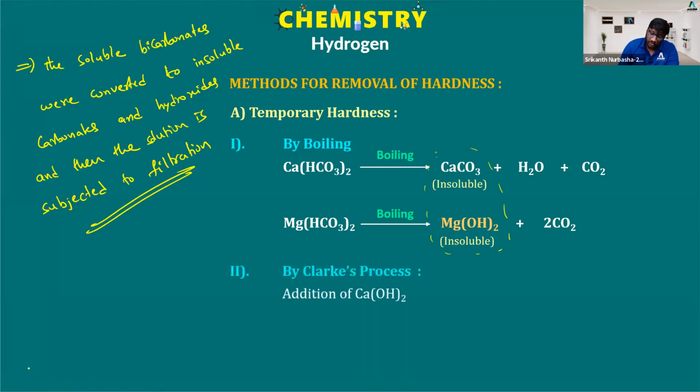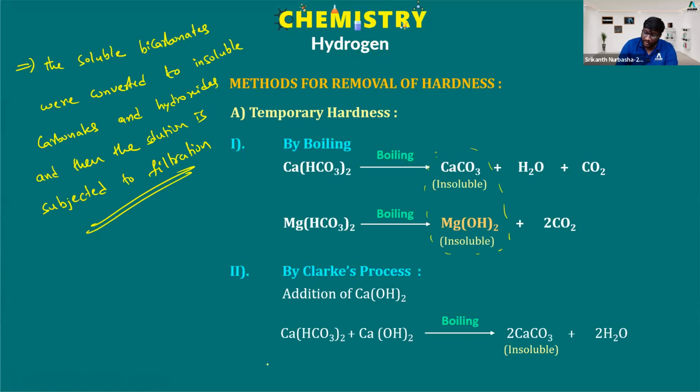And also by Clark's process, addition of calcium hydroxide, like lime water. Calcium hydrogen carbonate upon addition of Ca(OH)2 forms the respective carbonates and hydroxides. Ca(HCO3)2 plus Ca(OH)2 will give CaCO3, which is insoluble. Similarly, magnesium hydrogen carbonate Mg(HCO3)2 will react with Ca(OH)2 to form CaCO3. Along with that, Mg(OH)2 is also formed, and water is removed.